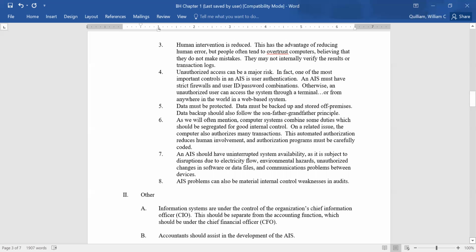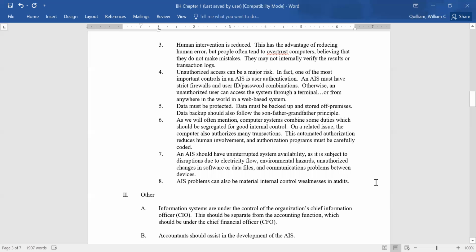Well, then number 6, as we will often mention, computer systems combine some duties which should be segregated for good internal control. That's something that we covered in the first auditing course. And a related issue, the computer also authorizes many transactions. This automated authorization reduces human involvement, and authorization programs must be carefully coded. Otherwise, an unauthorized employee or even someone from the outside could get in and change the computer program. Not good.